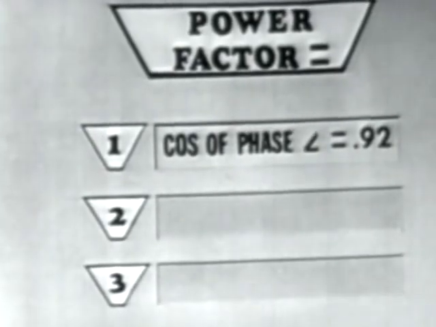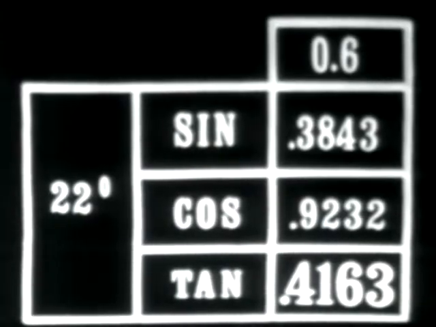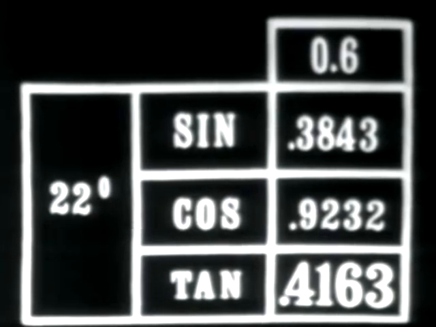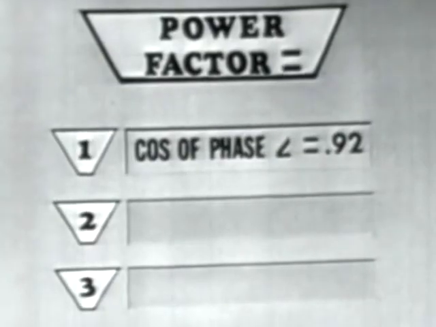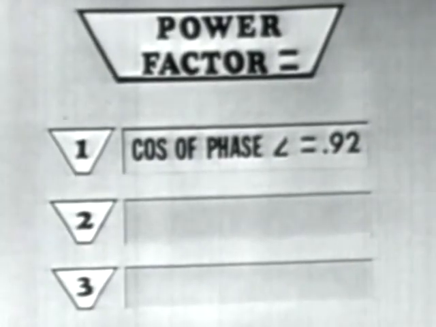Well, if we look at our trig tables once again, remember our phase angle was 22.6 degrees. And the cosine of the phase angle is 0.9232, or we can say the cosine of the phase angle, which is equal to the power factor, is equal to 0.92.